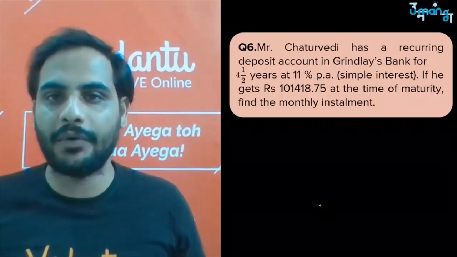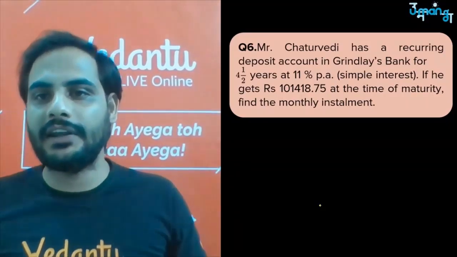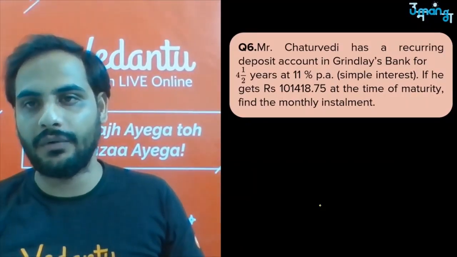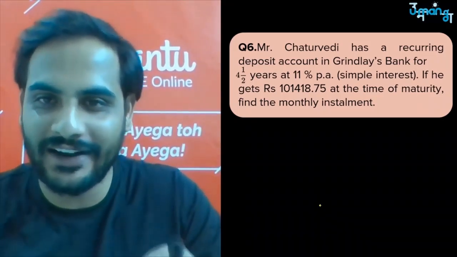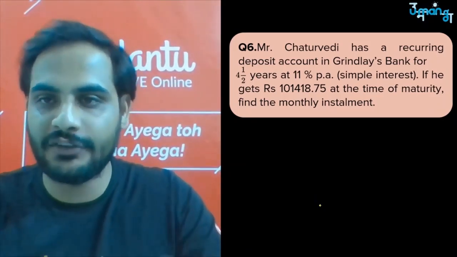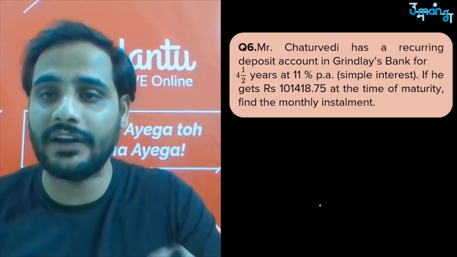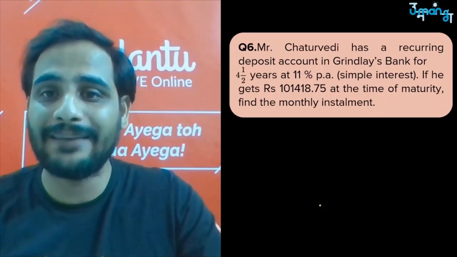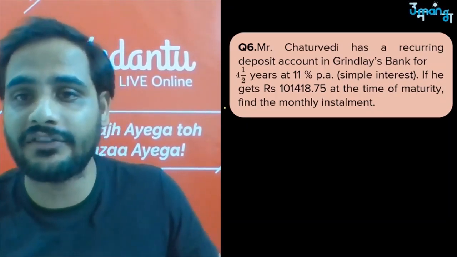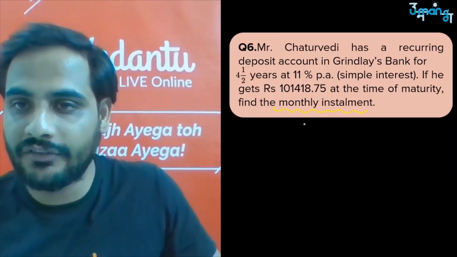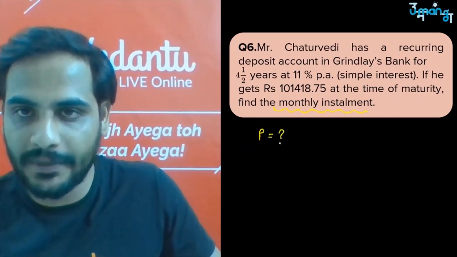Next question is very important. Mr. Chaturvedi has a recurring deposit account in Grindlays Bank for 4.5 years at 11% per annum simple interest. If he gets rupees 101418.75 at the time of maturity, find the monthly installment. Monthly installment means they are asking us what is your P.